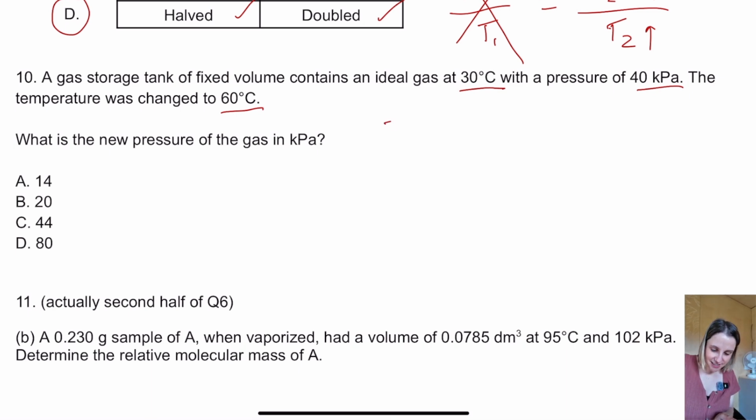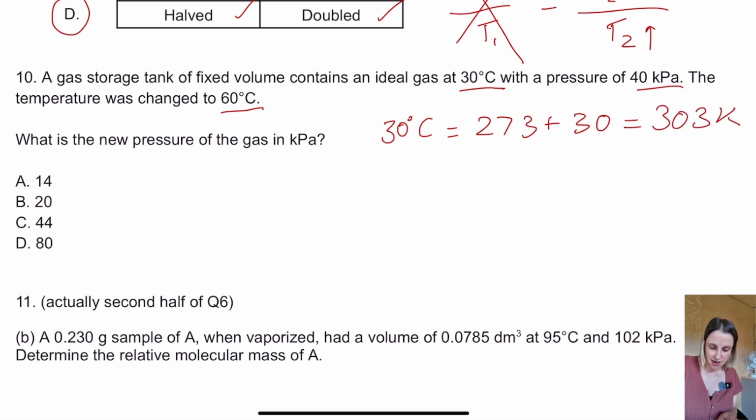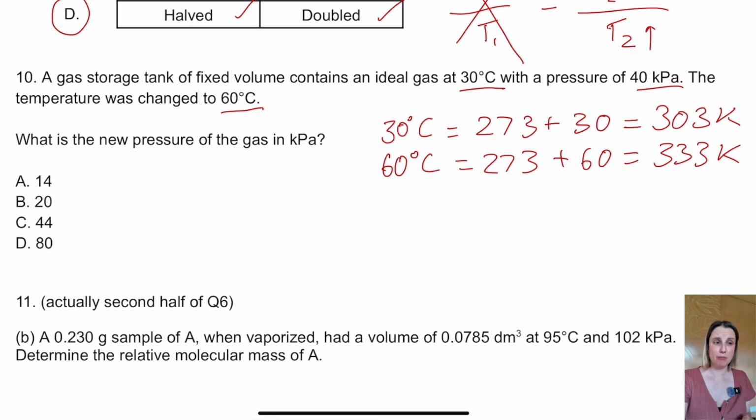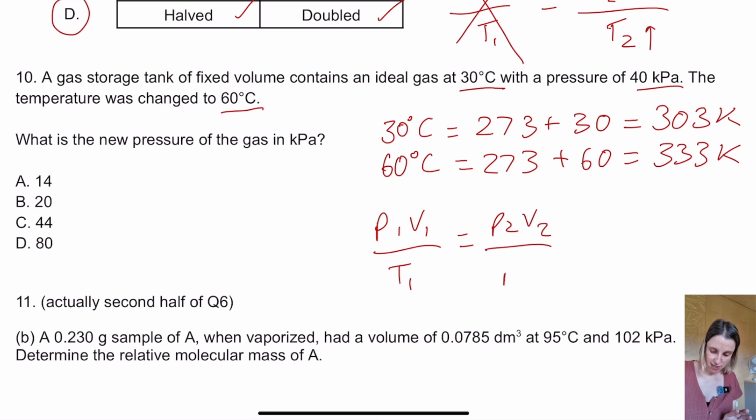For 30 degrees C, that's really 273 plus 30, which is 303 Kelvin. And for 60 degrees C, that's really 273 plus 60, which is 333 Kelvin. So we nowhere near doubled that temperature. You raised it a little bit. If we've got our P1V1 over T1 equals P2V2 over T2, in this it's saying you've got a fixed volume, so we can eliminate that from our equation because the volume is the same on both sides.